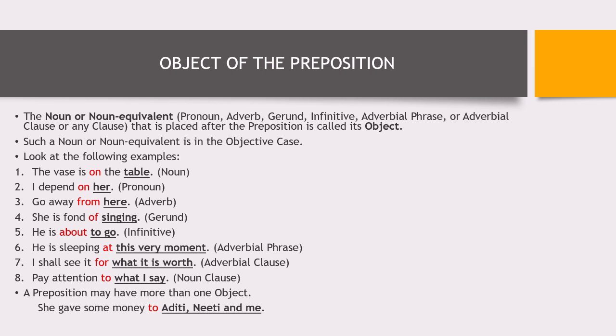8. Pay attention to what I say. The noun clause, what I say, is the object of the preposition, to. A preposition may have more than one object. For example, she gave some money to Aditi, Neetil, and me. Aditi, Neetil, and me are the objects of the preposition, to.